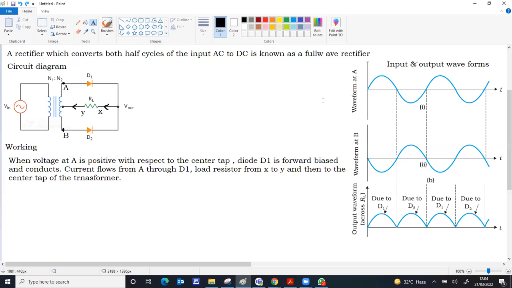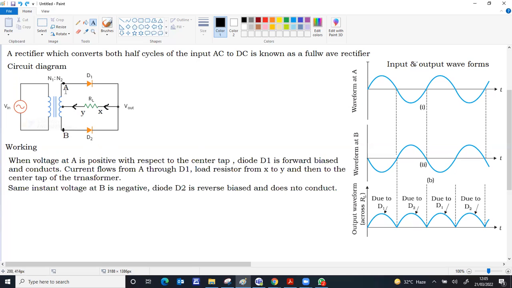Like the previous case, whenever voltage at A is positive with respect to the center tap, D1 is forward biased because the positive terminal is connected to the P region. So it conducts current flow from A, D1, through the load resistor from X to Y and through the center tap. Same time, A is positive, B will be negative. So diode 2 is connected with negative to P, low potential, it's reverse biased, does not conduct. So no output from D2.